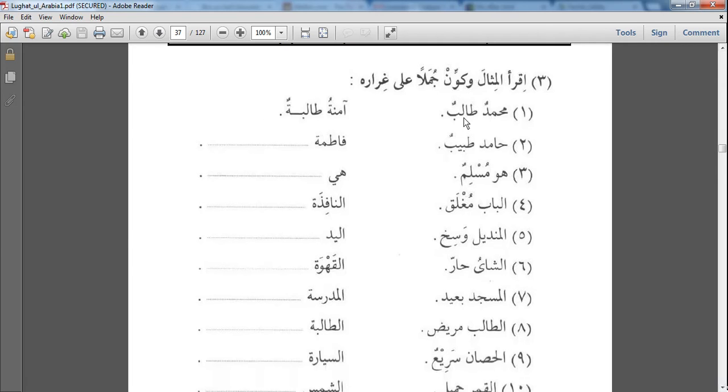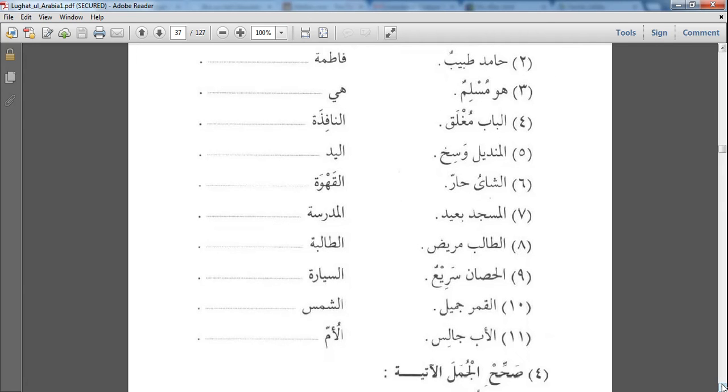Now, in this exercise, what you're supposed to do, you have the masculine formulation over here. Muhammadun talibun. Muhammad is a student. And on this side, you have the feminine sentence. Aminatu talibatun. So, Hamidun tabibun. Fatimatu tabibatun. Huwa muslimun. Hiya muslimatun. And so on and so forth. So, basically, we should be able to do them quite easily.